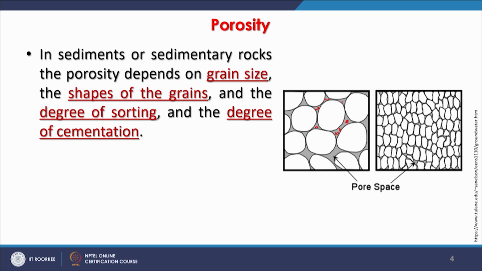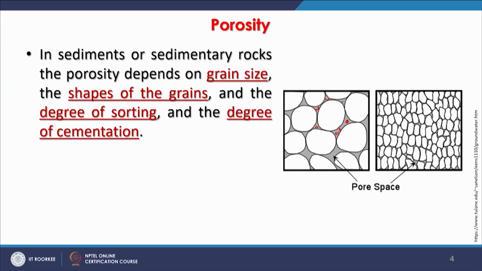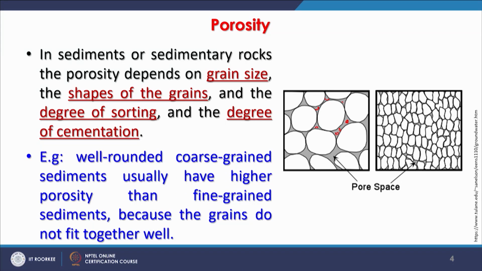And the degree of cementation: all the time we are not talking about loose sediments, we are also talking about sedimentary rocks. Sedimentary rocks will have some cementation material which keeps grains intact. If the degree of cementation is very high, again porosity is going to be less, but if it is not that high, then porosity would be more. So porosity depends on many factors: grain size, shape of the grains, degree of sorting and degree of cementation. This is in the case of sedimentary rocks or loose sediments.